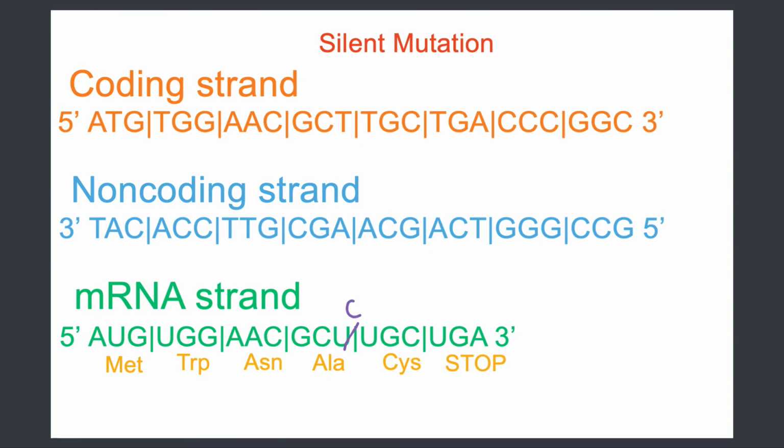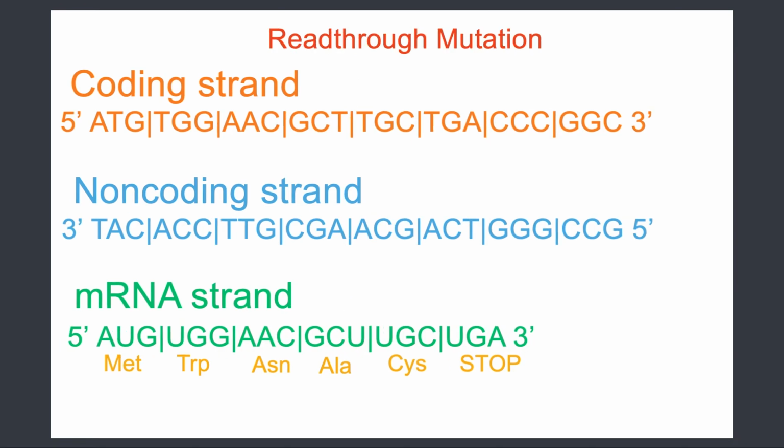I did this by changing GCT in the coding strand to GCC. This would also change CGA to CGG in the non-coding strand. So, since we changed the T in the coding strand to a C, this would be a transition.